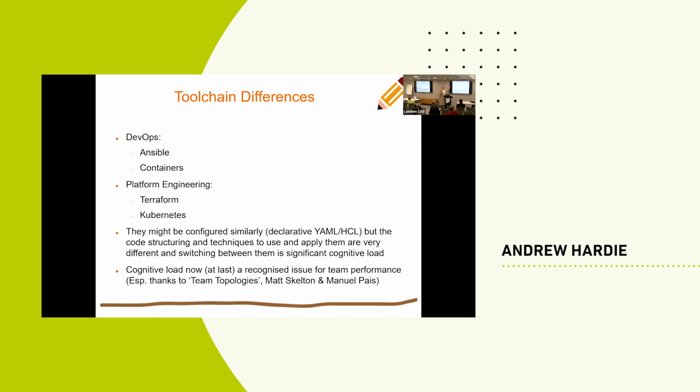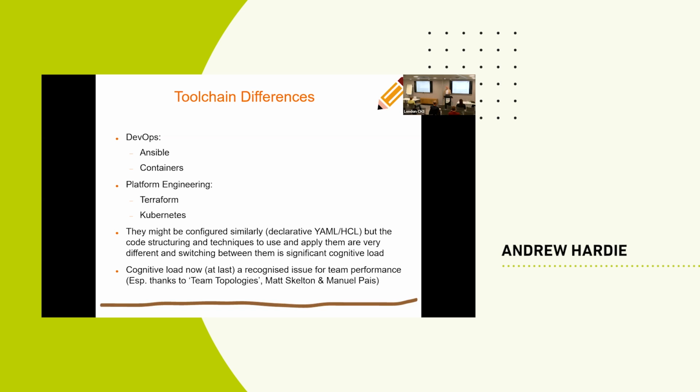Okay, so for example, toolchain differences here. DevOps uses Ansible, containers; platform engineering, Terraform and Kubernetes. Now, Terraform and Ansible are the two most popular automation tools for doing this, but they're quite radically different in how they work. Ansible is brilliant for creating and configuring databases, disks, whatever, but it doesn't retain state. Ansible is brilliant for creating things, but it's rubbish at destroying things.